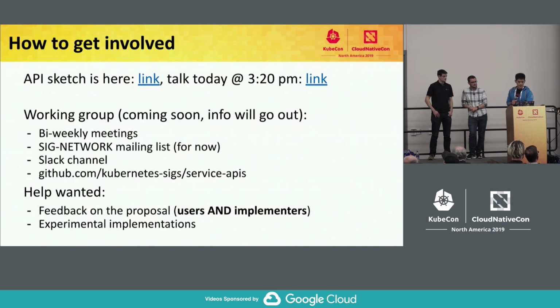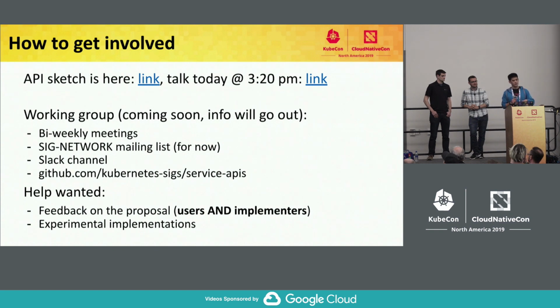So this is still early. These links don't work if you're looking at them, but when the document is shared, you'll be able to click on them. These are also on the SIG-Network mailing list. So, how to get involved. This is still very early stages, and we would really appreciate feedback from users and implementers. And there's a working group that's going to be started. It's coming soon in terms of the info.